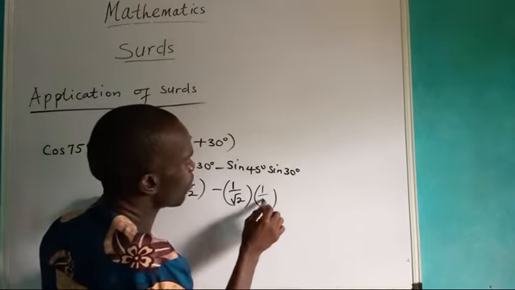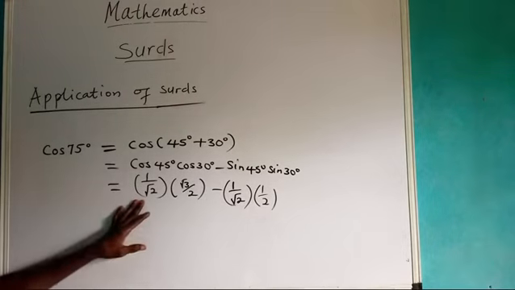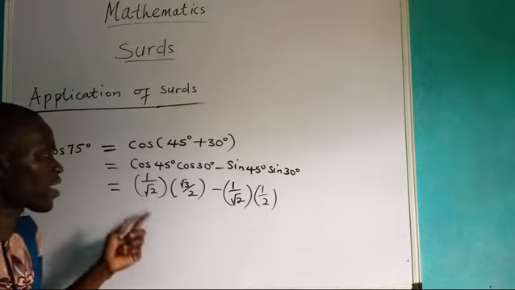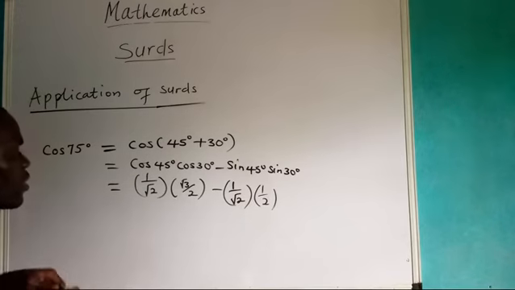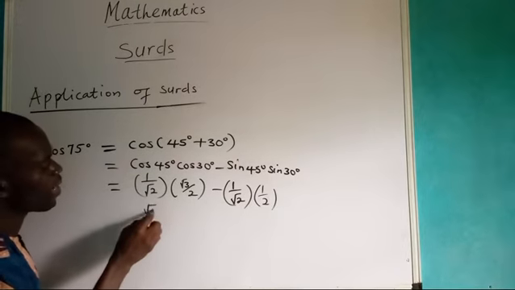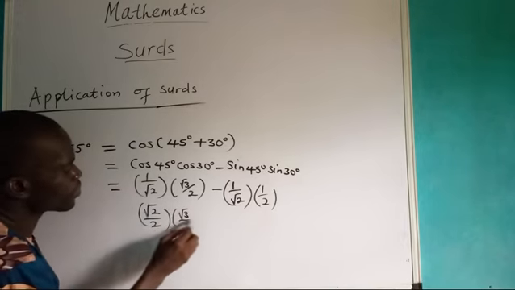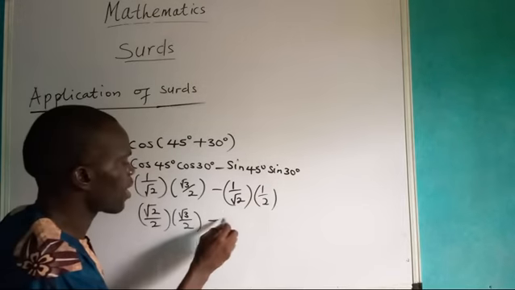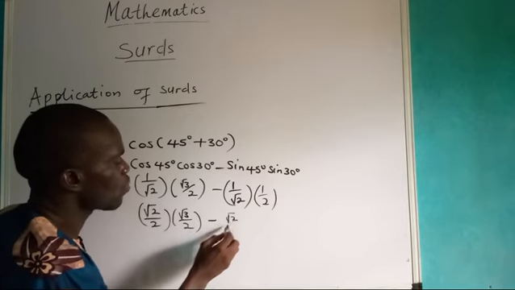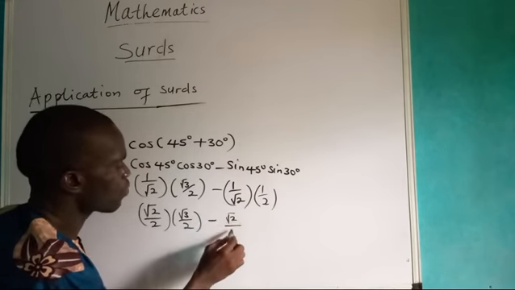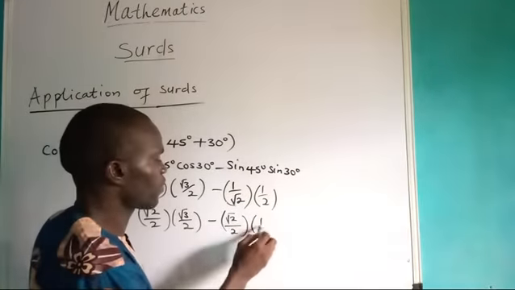Now I have to reconsider all these again. For the first one, there is a surd at the denominator, so I will simply rationalize this fraction. When I rationalize, I will have root 2 over 2. For cos 30 there is no surd, so I repeat it as root 3 over 2. For the next one we still have a surd, so I rationalize again and have root 2 over 2. For sine 30 there is no surd at the denominator, so I simply repeat it.